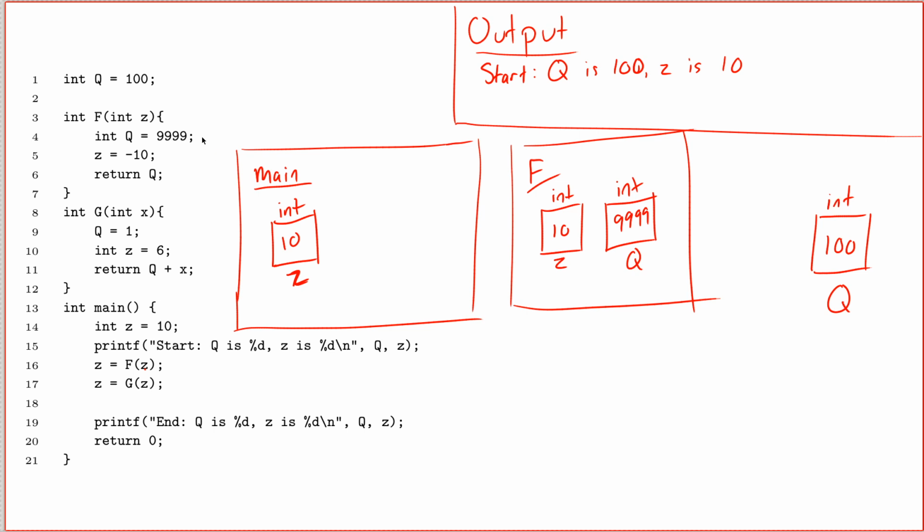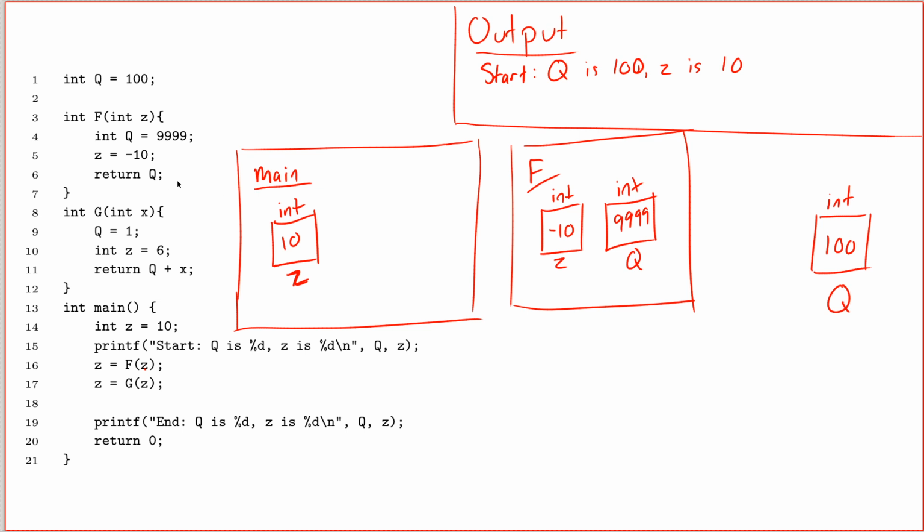On line 4, I say, make me a new variable in this scope. And because there's not already a variable inside the scope called q, I'm allowed to do that. So I do. And now there's two variables in my program called q, one inside of f and one outside. And so I go to line 5, and it says z equals -10. Well, in that case, it's referring to z in the current scope, which is this variable over here. So I set this to be -10.